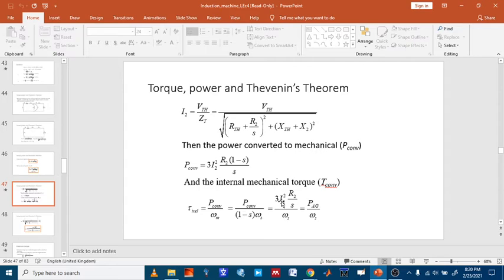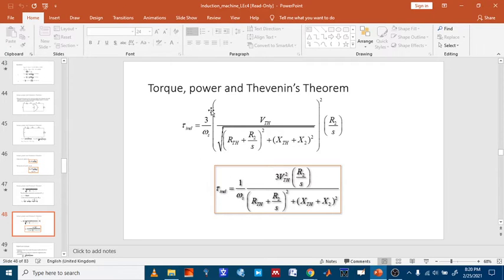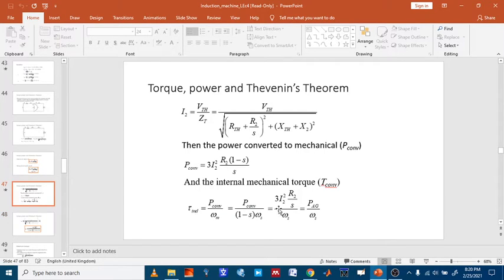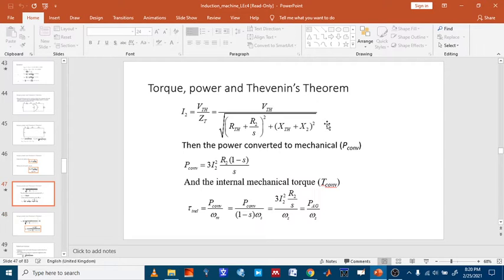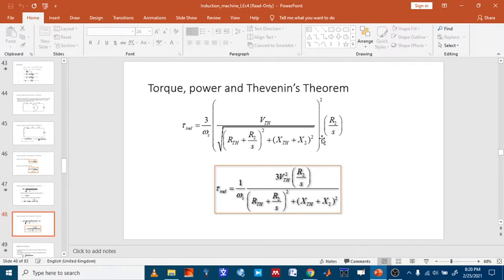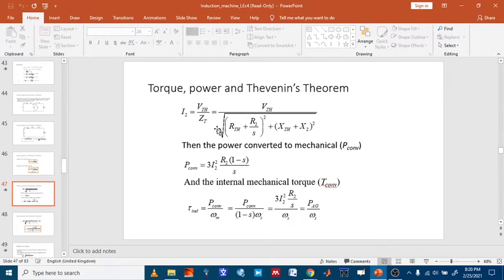You get it? I2 is the same as this. So the torque induced, the general equation, will be equal to 3 over omega S, multiplying I2 square, multiplying R2 over the slip. What is I2? I2 is the load part. This is the induced torque, deduced from this equation.